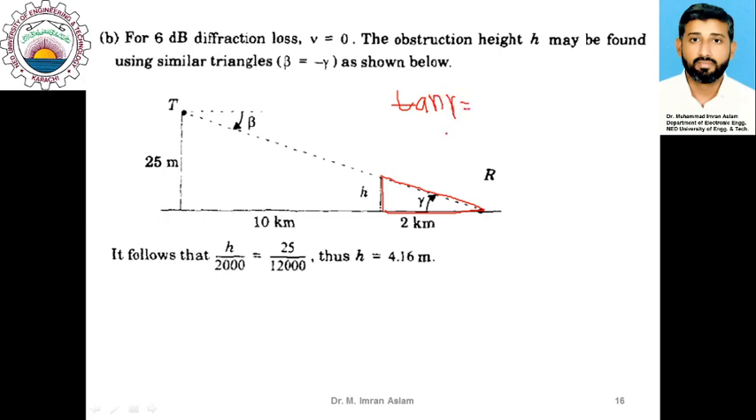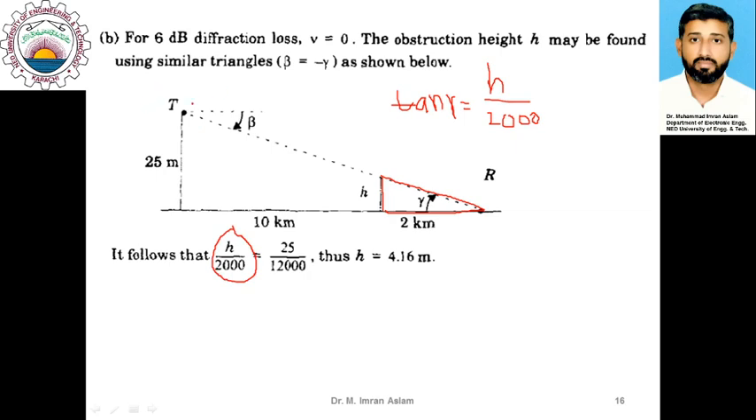you would see that tangent of gamma is the perpendicular upon the base, which is h upon 2 kilometers, which is 2000 meters. So this tangent gamma can be calculated from this geometry, and it comes out to be h upon 2000, which is shown here.